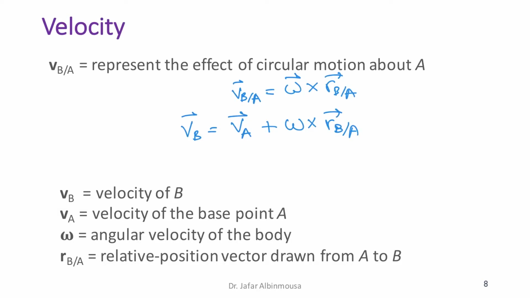Now what you should know here is that omega has no AB. Since we have one rigid body, omega is the angular velocity of the body itself. If we have more than one body connected to each other, we might have an angular velocity of one body different than the angular velocity of another one. And what you should know is that B with respect to A is the relative position vector drawn from A to B. So if you say B with respect to A, you are actually drawing the vector from A to B.